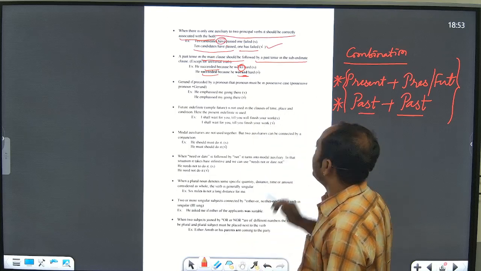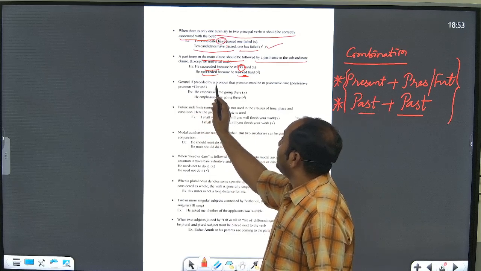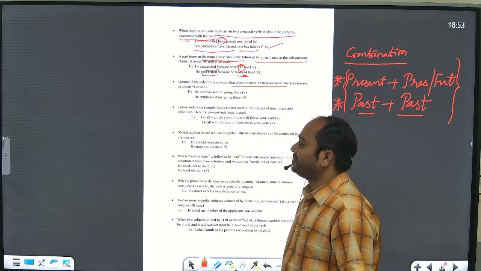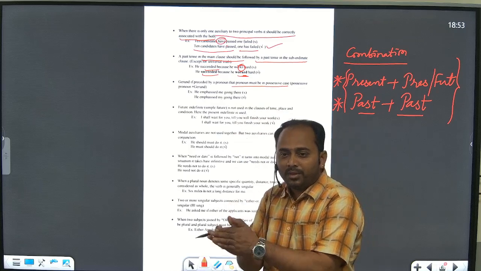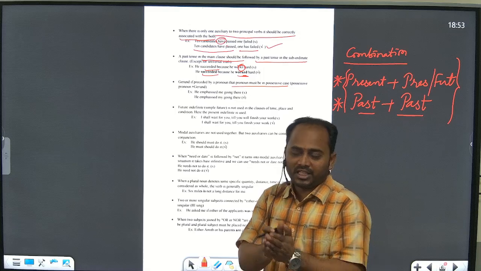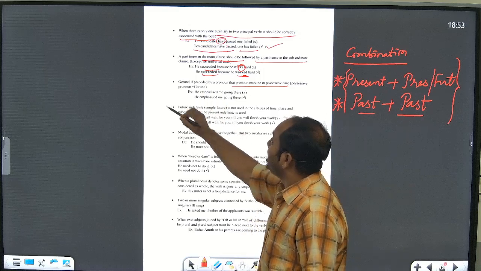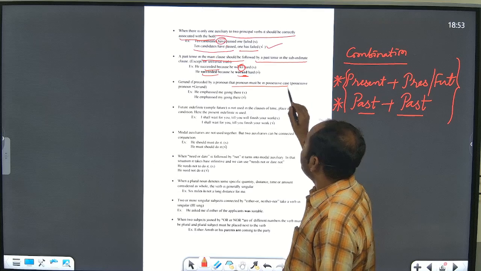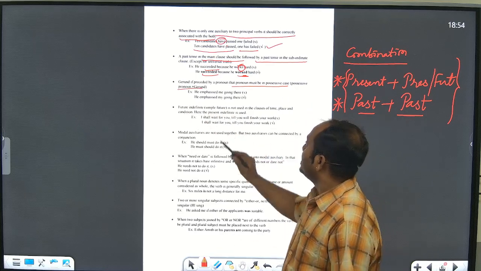This is a combination rule. And next, gerund. If preceded by a pronoun, that pronoun must be in possessive case. If a gerund means if a verb works like a noun in the form of V3 or V4. If the gerund is preceded, meaning before, what will be the structure? Possessive pronoun plus gerund.